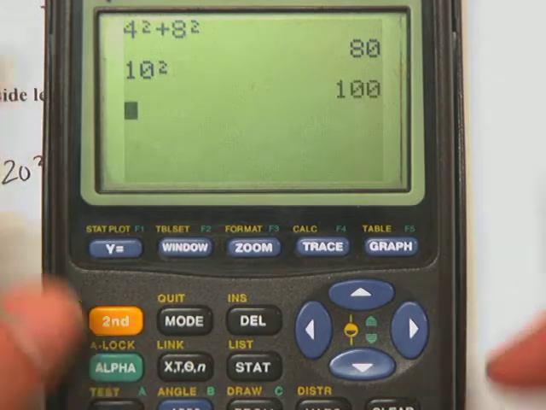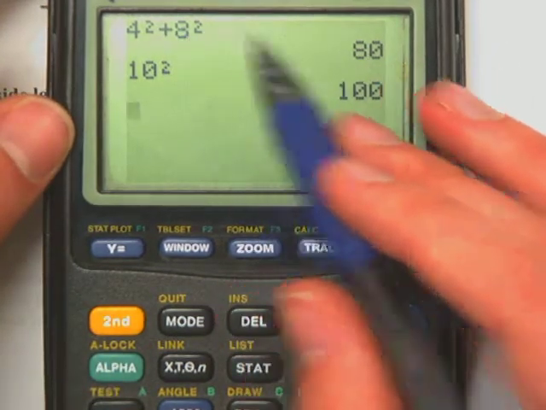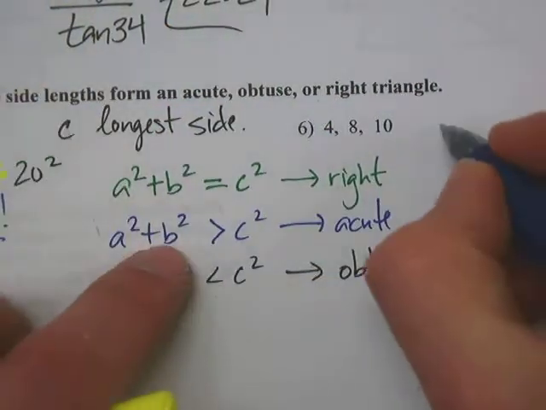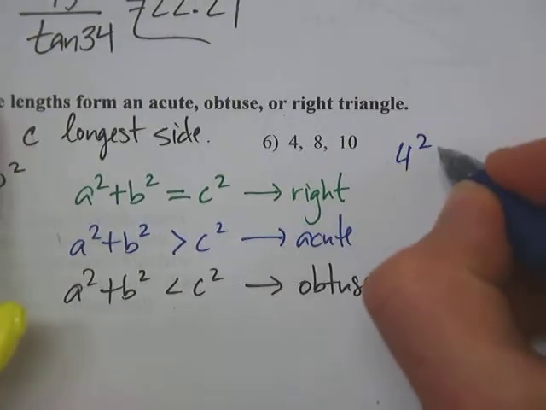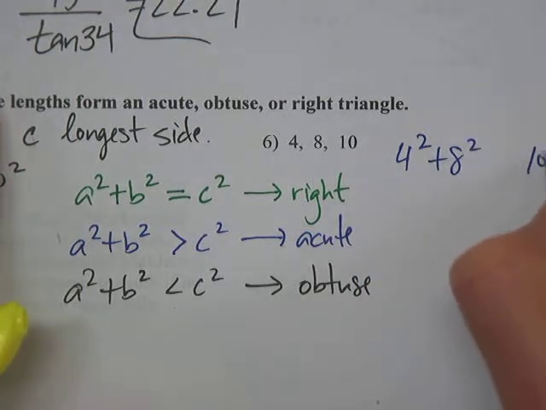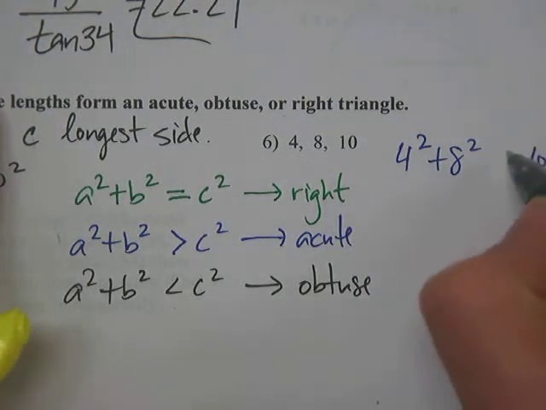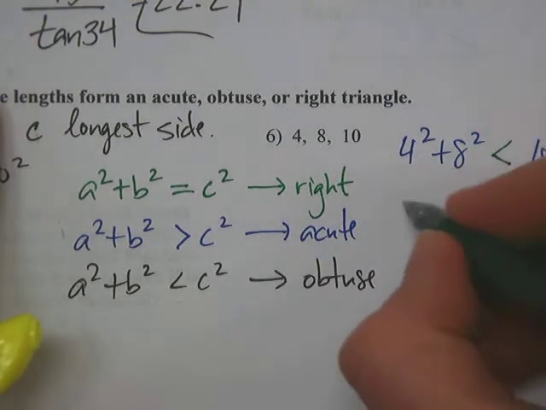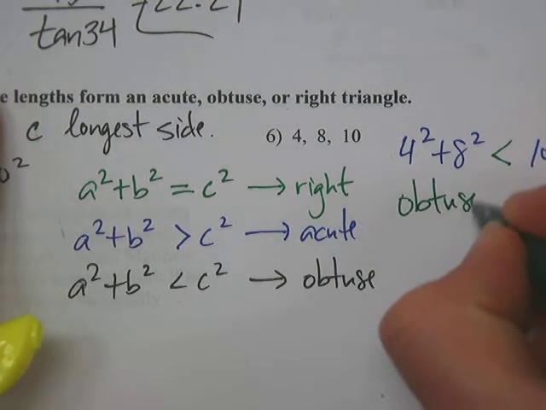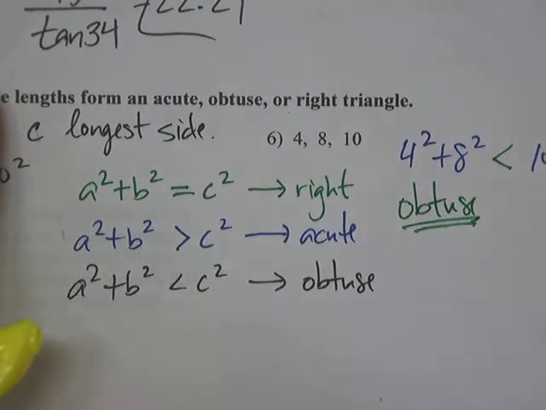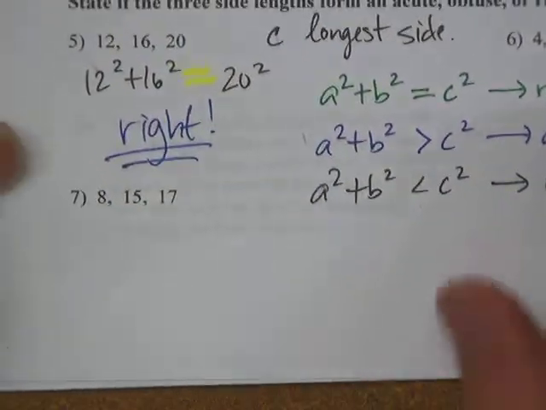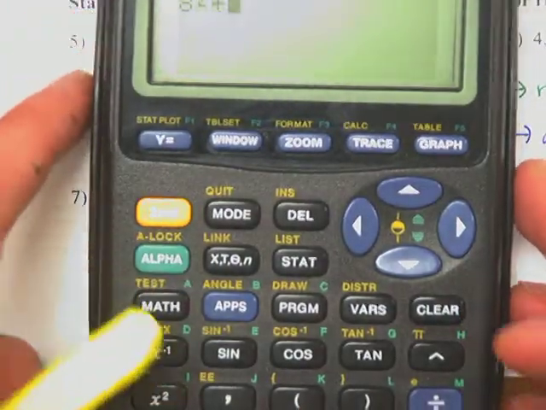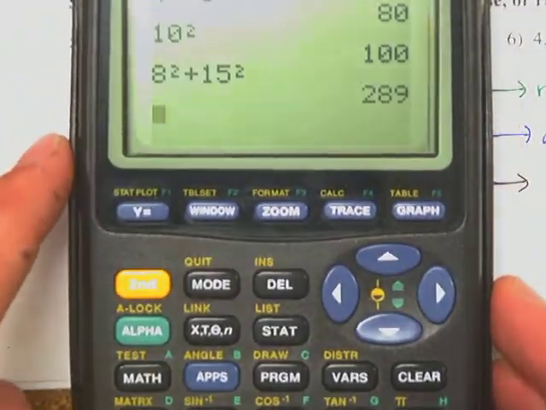Okay, let's check this one. 10 is my largest side, 4 squared plus 8 squared, and I compare that to 10 squared. Notice, A squared plus B squared is less than C squared. So 4 squared plus 8 squared, comparing that to C squared, that's less than. So when it's less than, this is obtuse.